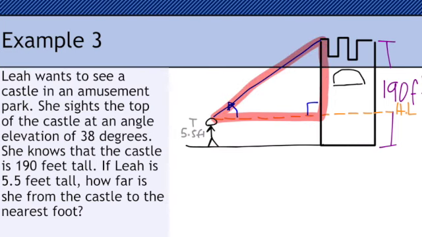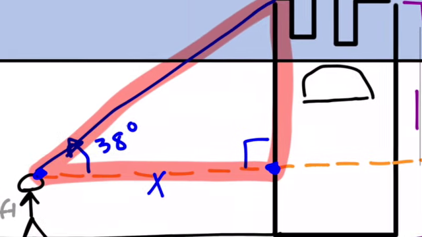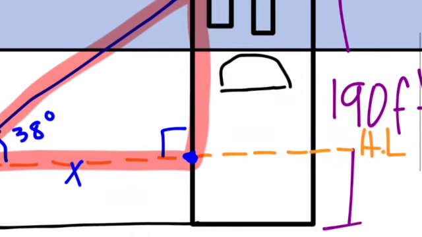Now we've got to figure out what are all the side lengths of this triangle. We know the angle of elevation is 38 degrees. I know that I want to find her distance from the castle. So I want to find what is this distance x, from where the castle is to where she is. And I also know the height of it. But we have to be careful here, because if you notice, the height of the triangle is not equal to the height of the castle.